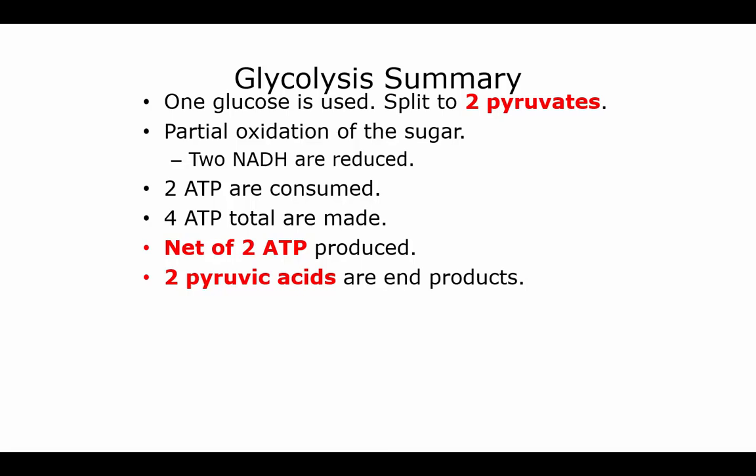Now, I put this slide in here to summarize what we call glycolysis. We use 1 glucose, and we split it into 2 pyruvates. And we partially oxidize the glucose or the sugar, and we reduce 2 NAD molecules to 2 NADH. We use 2 ATPs. We make 4, so that gives us a net production of 2 ATPs. And the end product is those 2 ATPs and 2 pyruvic acids.